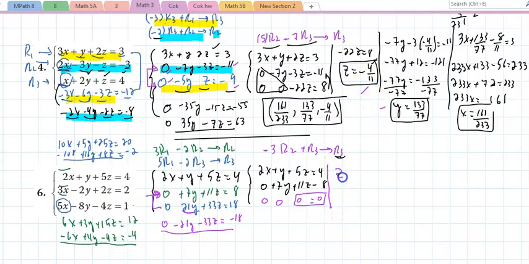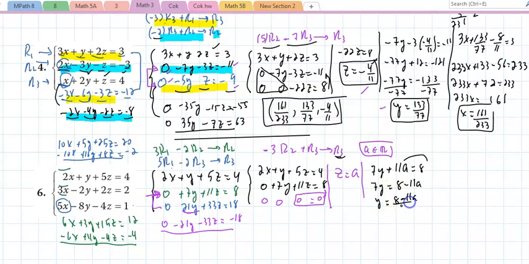In this case, I'm going to say let z equal a. What's a? A could be any number that you want. I'm going to go up and say 7. Let me use another color. I'm going to say in the second row 7y plus 11, instead of z, I'm going to put a. So my answer is going to be in terms of a. Subtract that from both sides. 7y equals 8 minus 11a, and y would be (8 minus 11a) divided by 7.